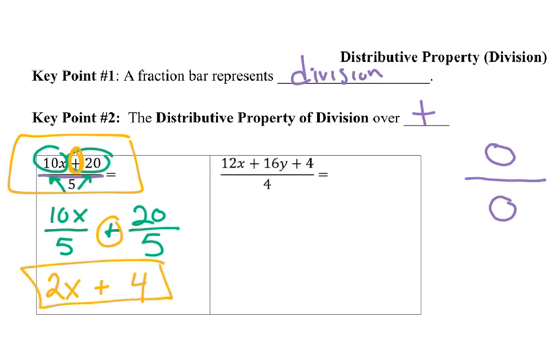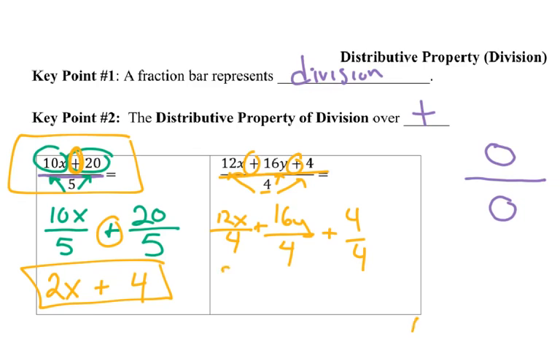Let's try another one. I'm going to divide evenly across all my terms. Everything will get divided by 4. So 12x is getting divided by 4, plus 16y is getting divided by 4, plus 4 is getting divided by 4. Equally distributing my divided by 4 to every term.